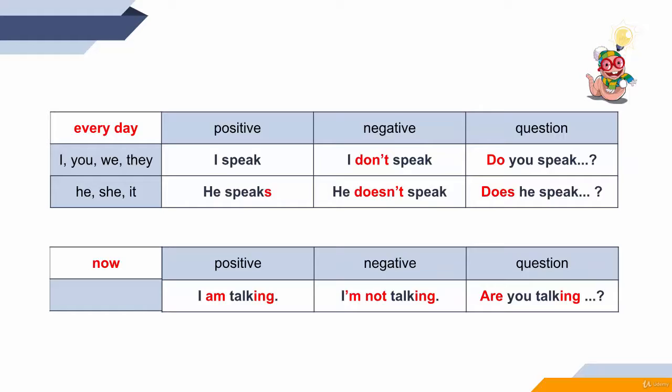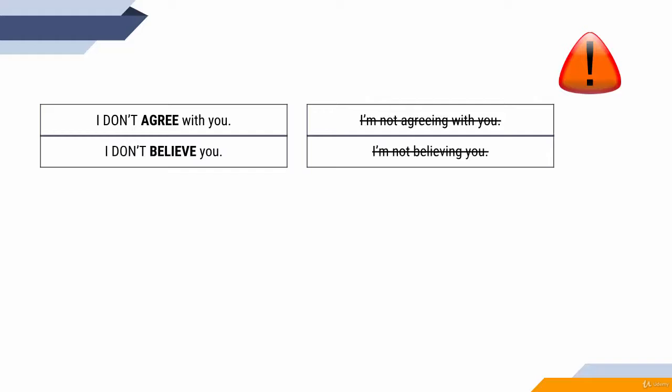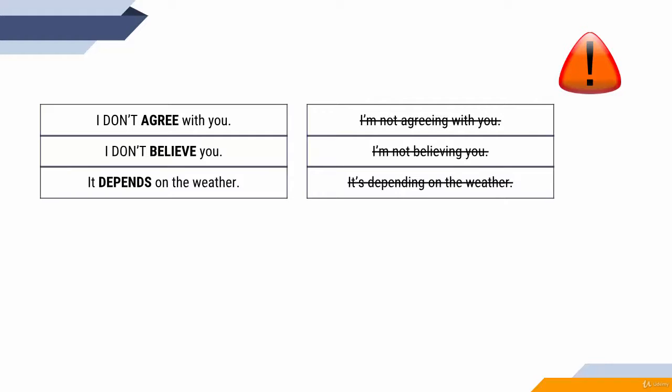What is the new part now? You need to be careful with some verbs, because not every verb in English can form the ing form or has a continuous form. Well, here are some examples. I don't agree with you now, but you can't say I'm not agreeing with you. So the correct one is I don't agree with you. After that, I don't believe you, not I'm not believing you. I don't believe you. It depends on the weather, not it's depending on the weather.